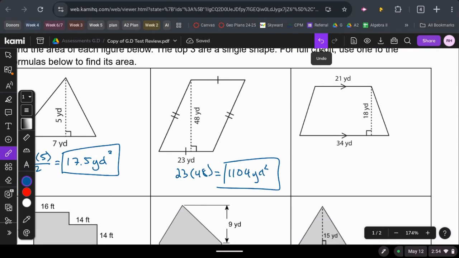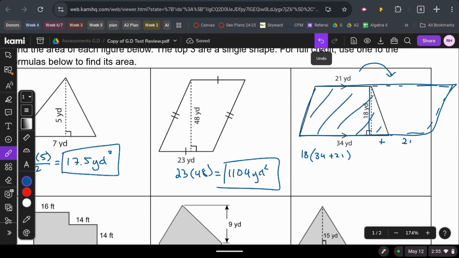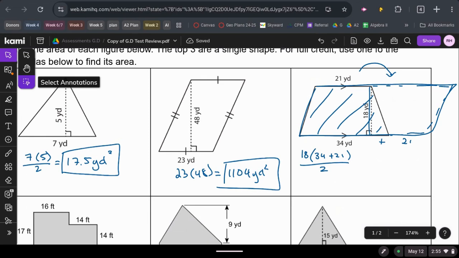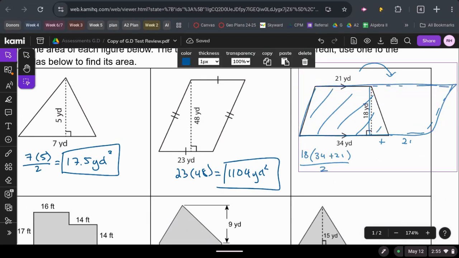This is a trapezoid. The way that you get the formula for a trapezoid is we're rotating it 180 degrees so that it flops right over here. And then we've got ourselves a long parallelogram. So it's base times height. Well, now my base is 21, so I have to add these two together. So I'm doing 34 plus 21, multiplying by the height, which is 18. But I just want one trapezoid. This is repeating twice. I've got 2 of them identical to each other. So that's where the divide by 2 comes from.